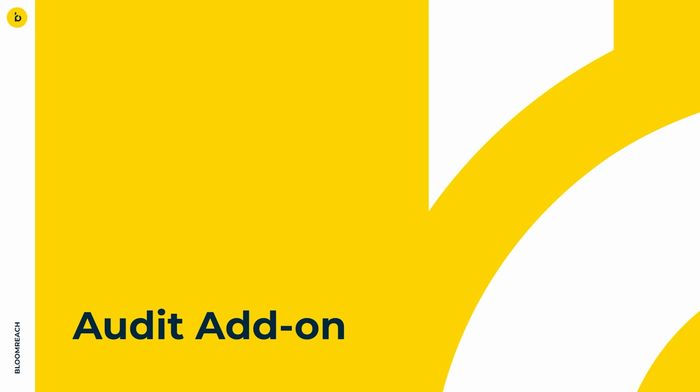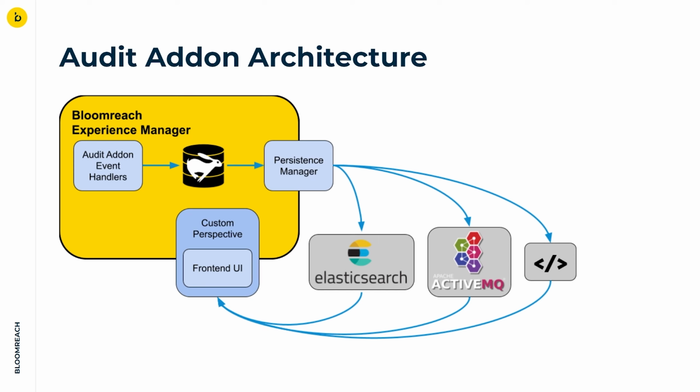In order to extend the out-of-the-box capabilities, we have created the Audit add-on. The Audit add-on externalizes event data. Custom event handlers capture all events in the CMS and temporarily store them in the JCR. A persistence manager then pulls these events and sends them to an external data store. Utilizing external storage means we can retain the data for much longer periods of time without negatively impacting the CMS's performance. Using a custom perspective, we can also query the event data with a user interface without leaving the CMS.